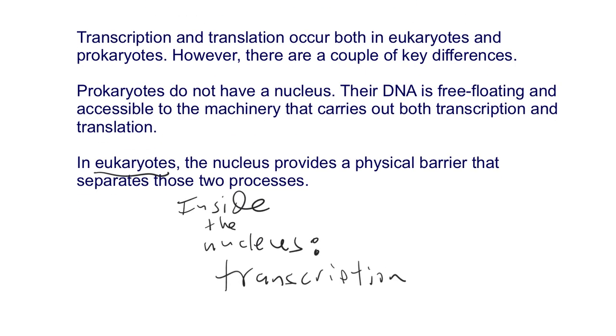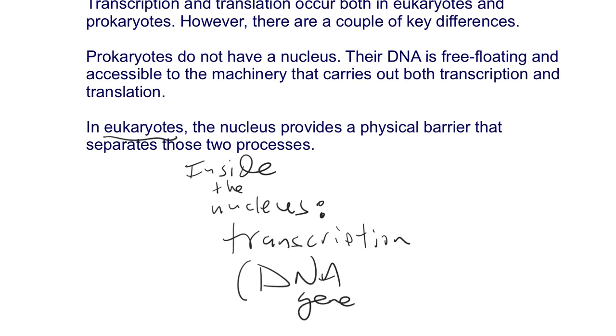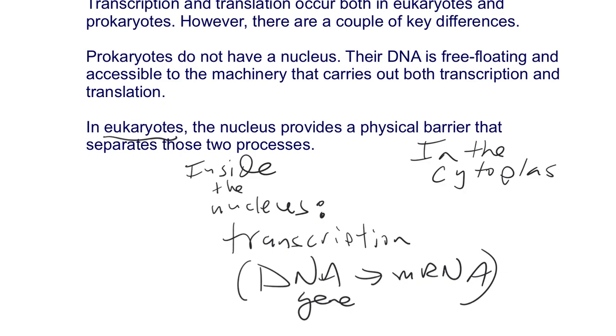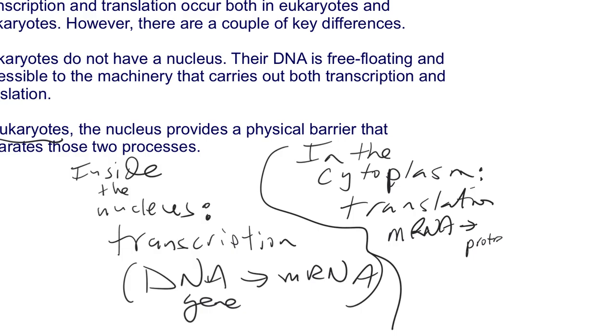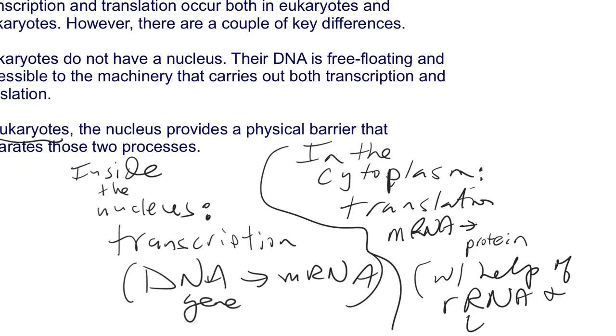Making the mRNA from the DNA gene to mRNA. And then outside in the cytoplasm, this is for eukaryotic cells, in the cytoplasm, actually on the ribosome, which is either attached to the rough ER or free-floating in the cytosol. In the cytoplasm, what happens is translation, where the mRNA message is turned into protein. Okay, but with the help, of course, of ribosomal RNA and transfer RNA.